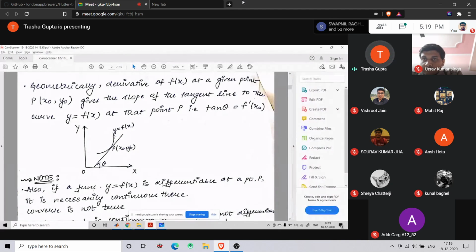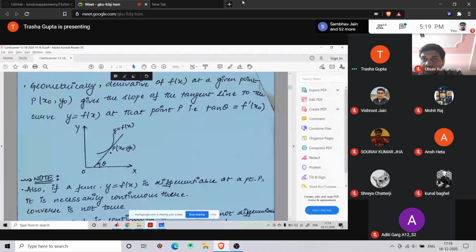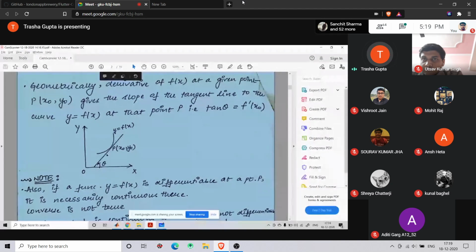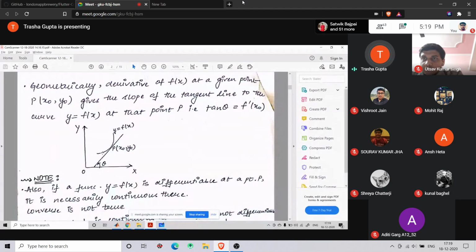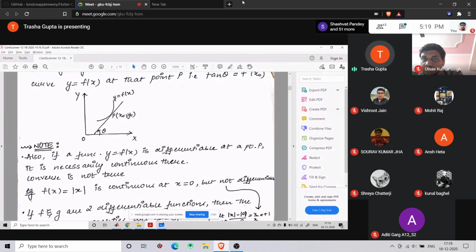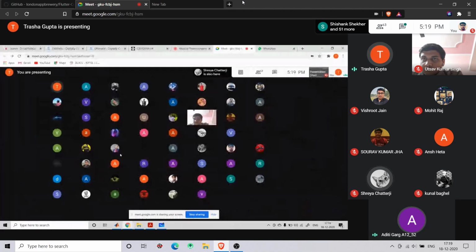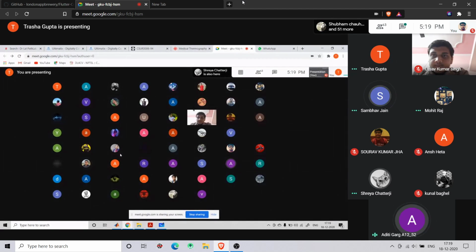Okay, so the line that is tangent to it. The curve, if we differentiate it, then that derivative is basically the slope of the tangent line to the curve at the point P. Okay, in this geometrical notation, any doubt? No, ma'am. Are you able to visualize what a derivative of a function means? Yes, ma'am.